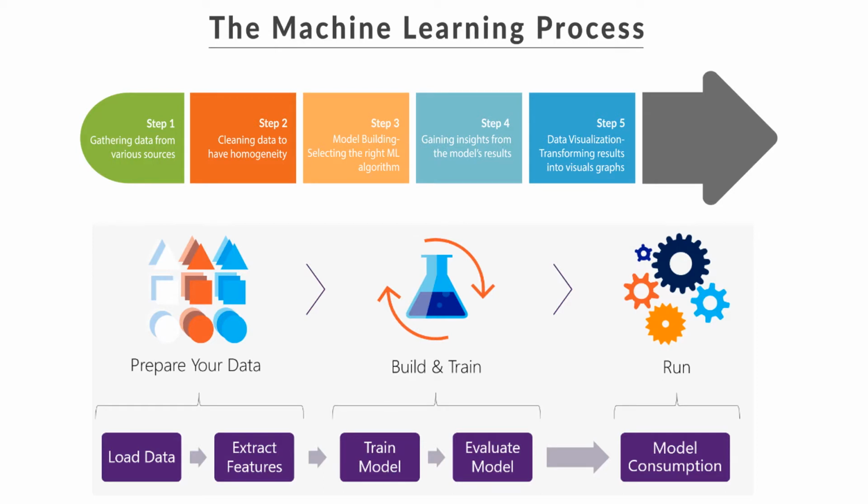I'm Dr. Ganesh. So, a quick recap on the machine learning process. The machine learning process involves gathering data, cleaning data or data pre-processing, then selecting the machine learning algorithm which is suitable for your problem, and then run and get insights and then visualize.